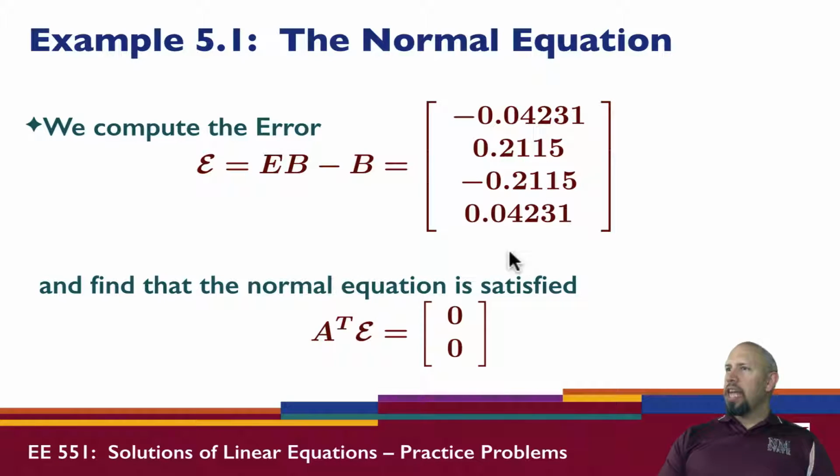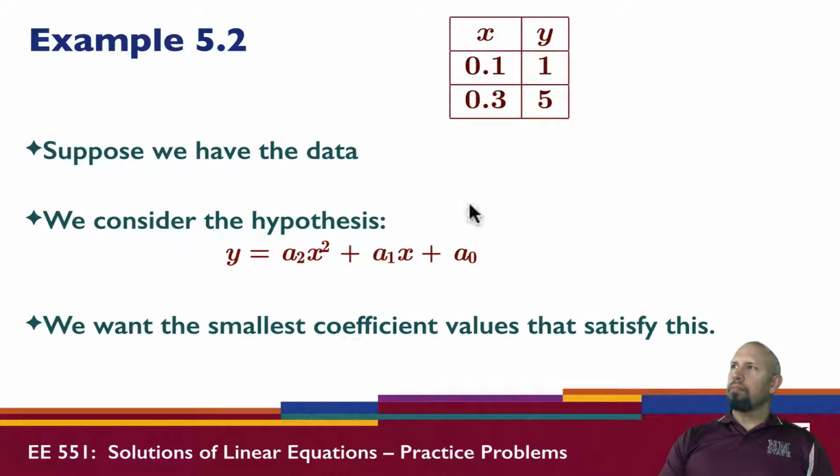And if we take that, we find that the normal equation is satisfied. That is, A transpose times that error is 0. So that's another reason why it's called the normal equation. It's because the error is actually orthogonal to the columns of A. Here's another example.